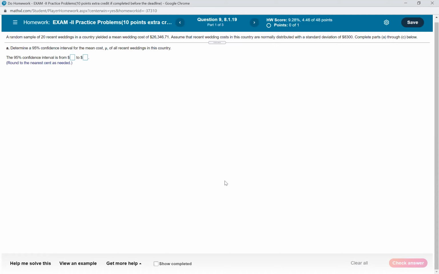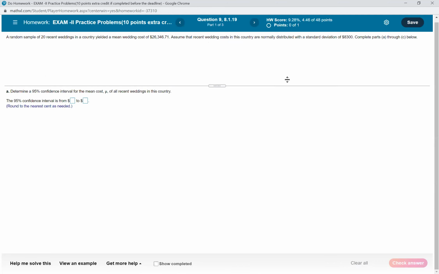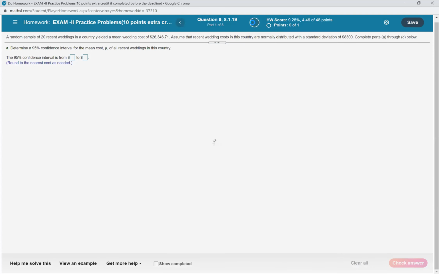Okay, so determine a 95% confidence interval for the mean cost mu. So we need to construct the 95% confidence interval. This is a similar question. You have the sample mean, and you have to construct the 95% confidence interval. Then you have to find the margin of error, and I'm not going to solve this one.